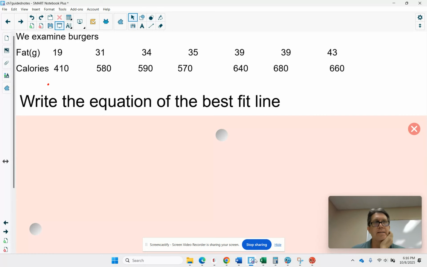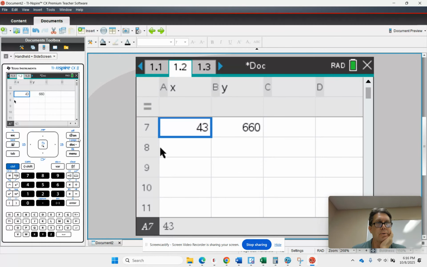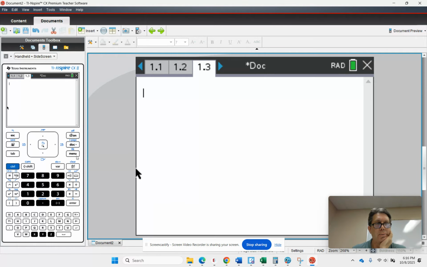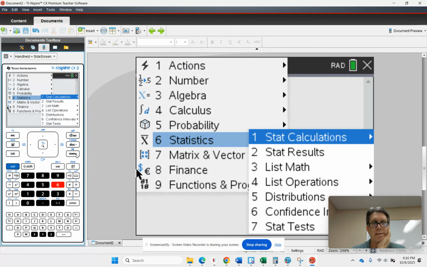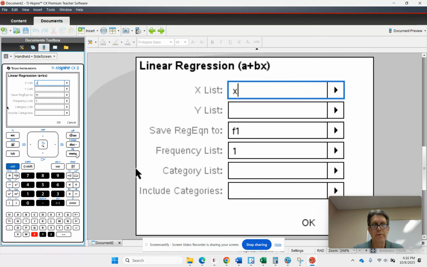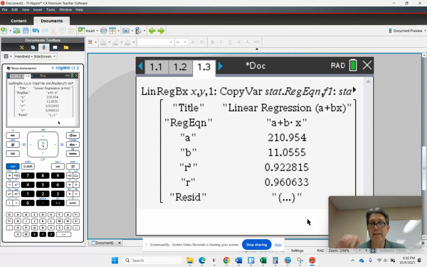Okay, so we are asked in this one to write the equation of the best fit line. So let's do that on both the graphing calculator. So the graphing calculator, we can add a calculator page. We can choose menu, statistics, number 1, number 4, linear regression. We can choose our X, choose our Y. We can click OK.